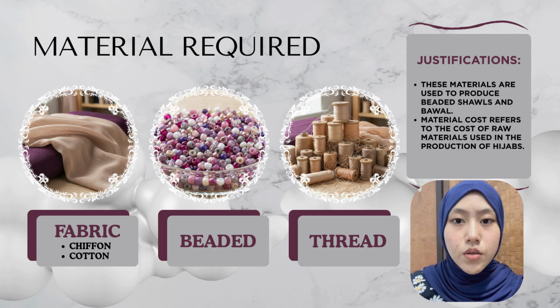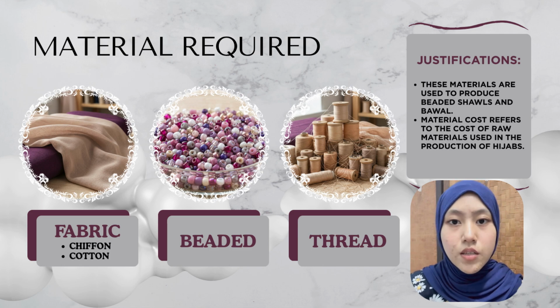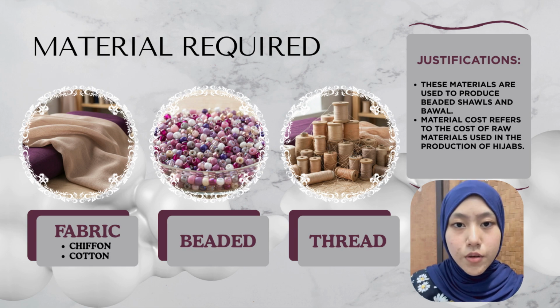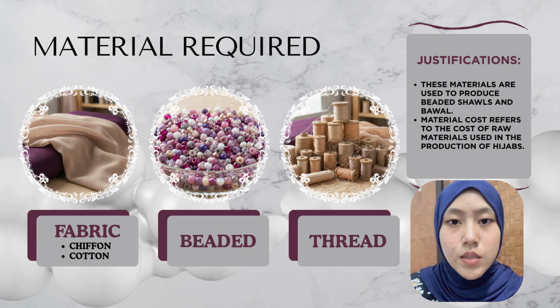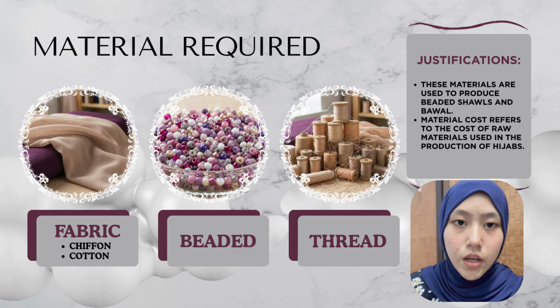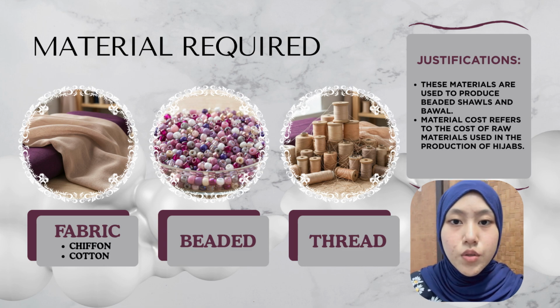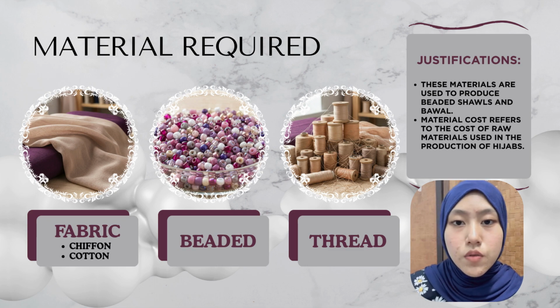First, I will explain the materials required for our products. The main materials used are fabric, beads, and thread. For fabric, we use chiffon for the beaded shawl because it is lightweight and gives a more premium and elegant look. For the beaded bawal, we use cotton fabric as it is more comfortable and suitable for daily wear. Beads are used to enhance the design and make the hijab look more attractive and exclusive. Thread is used for sewing and finishing to ensure the product is neat and durable.